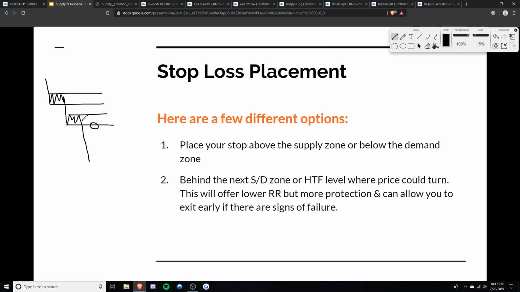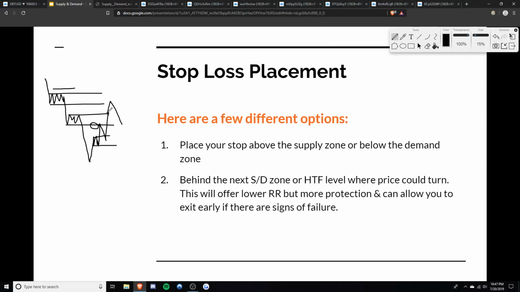If your entry is here, say price comes up, forms a demand zone, a ledge, fills your order, but comes back down to test this demand. If this is going to break, if there are not many unfilled orders anymore, all of the orders got filled, all of the sells are consumed, price may break through it from this ledge or demand zone, and you are protected by this second supply zone if your stop is up here. So that'll offer you a lower RR trade, but you have more protection.